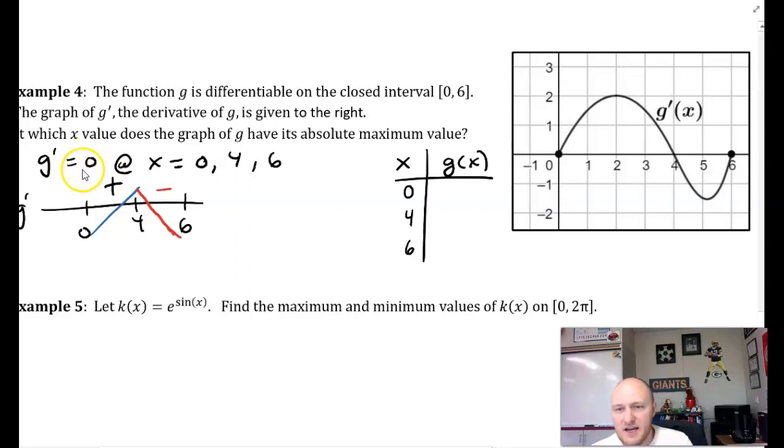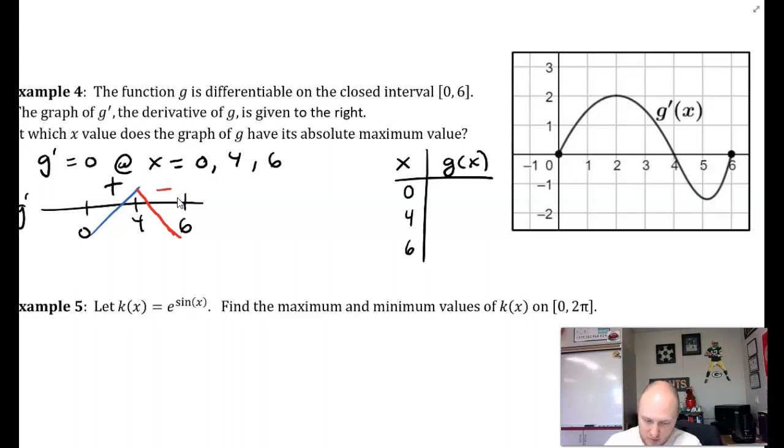Okay? And they say, at which x value does the graph of g have its absolute maximum value? Now, we can see 4 is a maximum, but thinking about this, is it the absolute maximum? Is it bigger than 0? 0 could be a maximum too. Think about it. If I'm increasing from 0 to 4, doesn't that make 4 bigger than 0? I would say so. And then if I'm decreasing towards 6, then my function's getting smaller and smaller. So therefore, at x equals 4, we have an absolute maximum value.